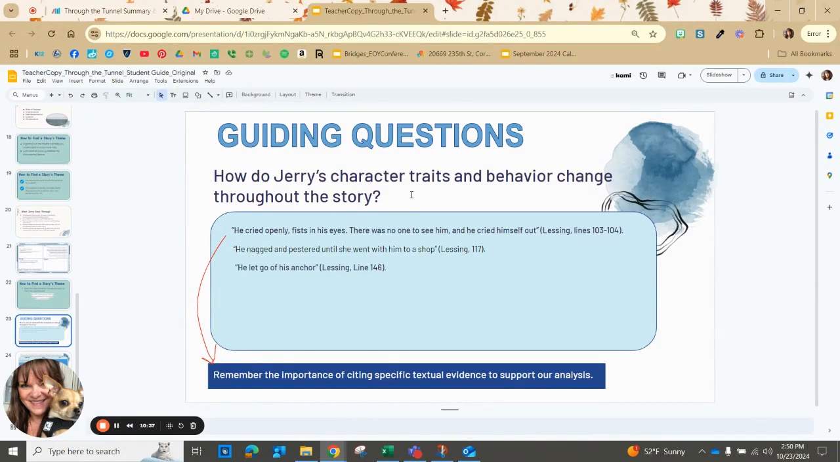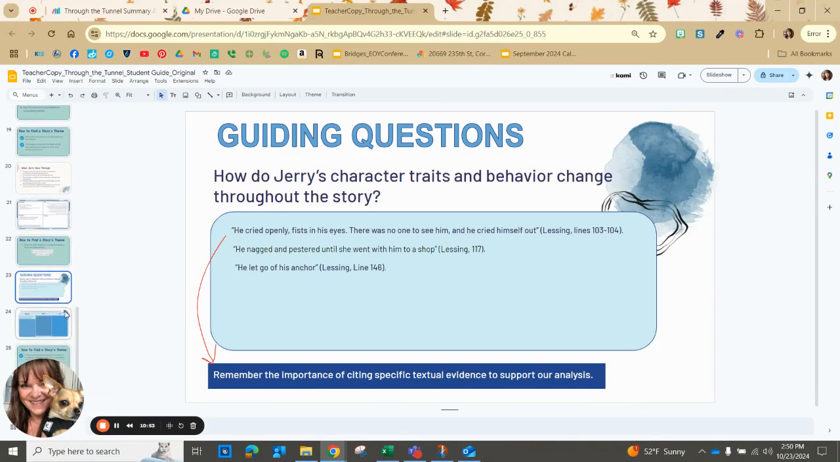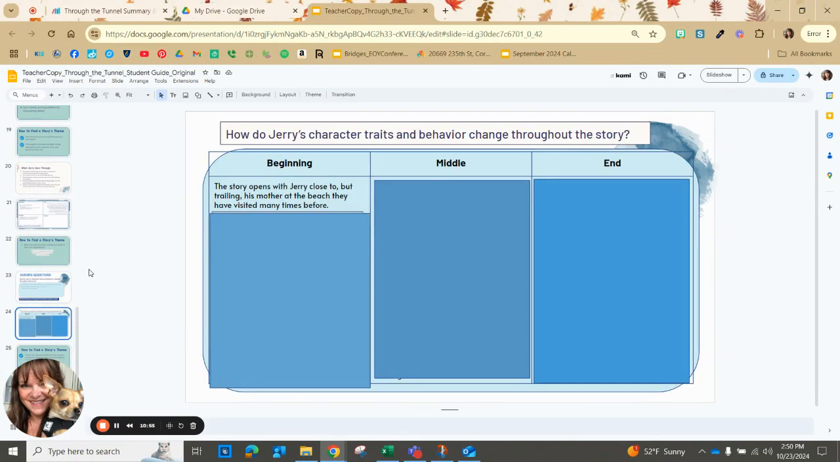In your student guide, I gave you what looks like this. This is the slide that you have with one of these guiding questions. How do Jerry's character traits and behavior change throughout the story? And then I gave you some citations for that. What I did for this video tutorial is I took that same slide and I just duplicated it and made a table out of the slide that I gave you.